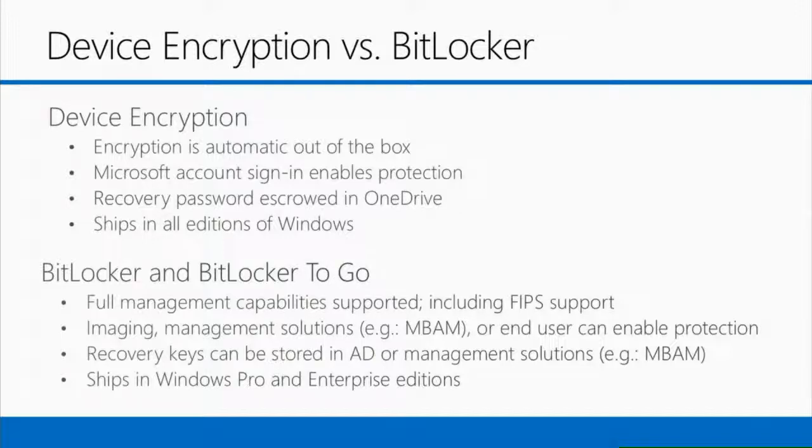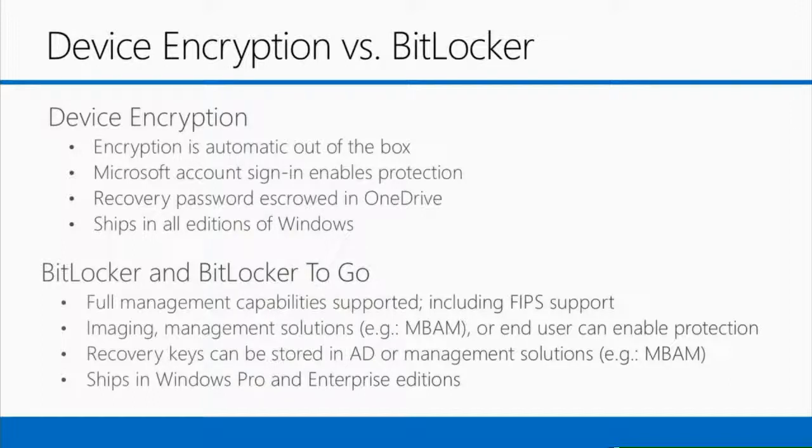With device encryption, we have encryption that is automatic out of the box. If you have a Surface Pro 3, you have this as soon as you sign in with a Microsoft account, and a recovery password is escrowed in OneDrive. The big thing about device encryption is it is available in all editions of Windows, including the core edition. The only thing to call out is it has some hardware requirements, primarily the availability of a TPM and secure boot binding. Right now it is primarily available on devices that support Instant Go.